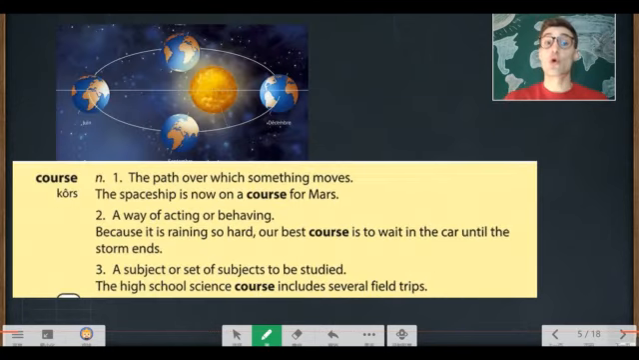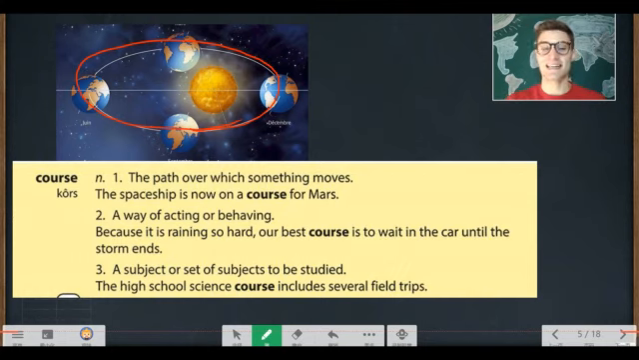Next, it's course. Course has 3 noun meanings. First, course is the name of the path over which something moves. Here we can see the course that Earth takes around the sun. This spaceship is now on course for Mars. It's the path over which something moves.